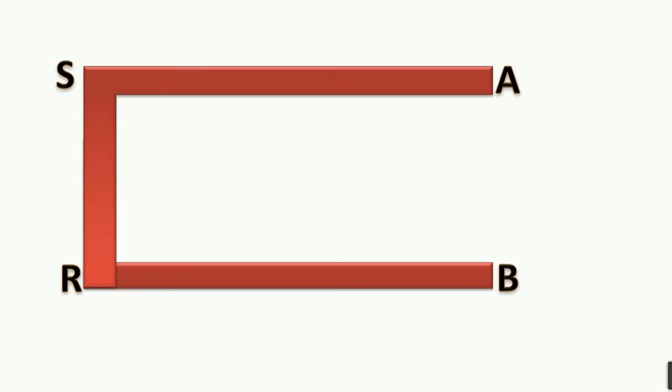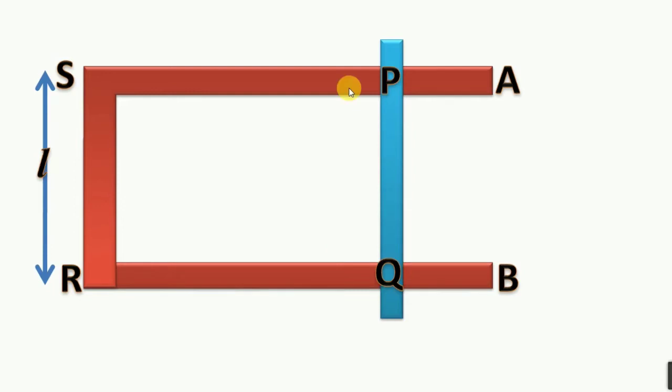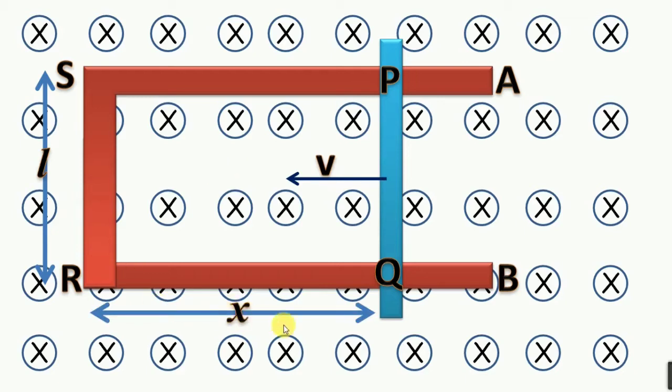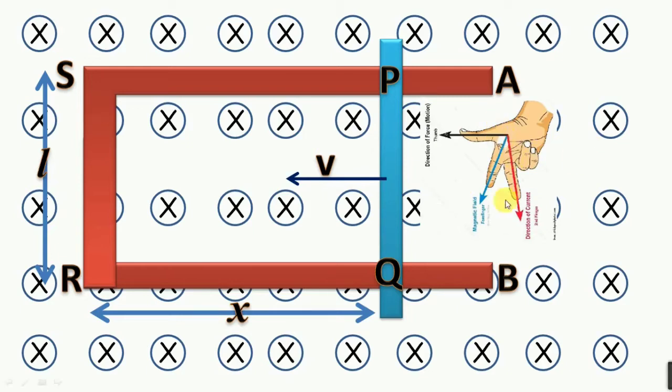To derive the expression for motional EMF, we'll take a U-shaped conductor of length L, and we keep a metallic rod over this U-shaped conductor, and we apply the magnetic field which is perpendicular to this setup. Here the magnetic field is going into the plane of the screen, and this rod can slide over this conductor. Suppose this rod is sliding with velocity v towards the left, and suppose x is the distance of the rod PQ at any time, and using Fleming's left hand rule we can find the direction of induced current.